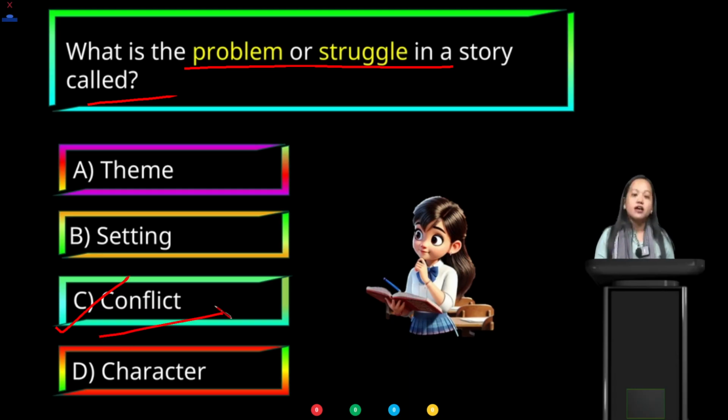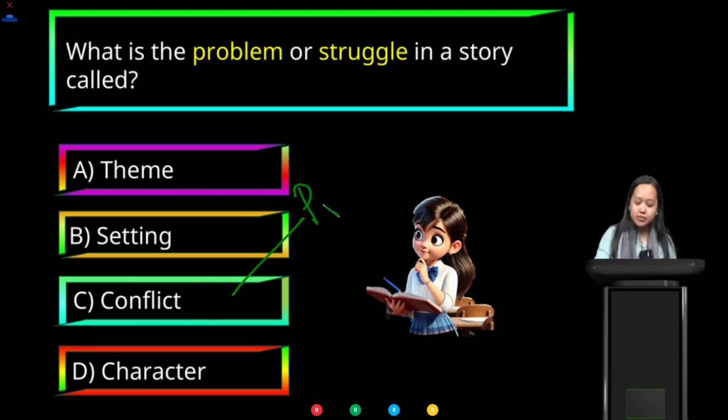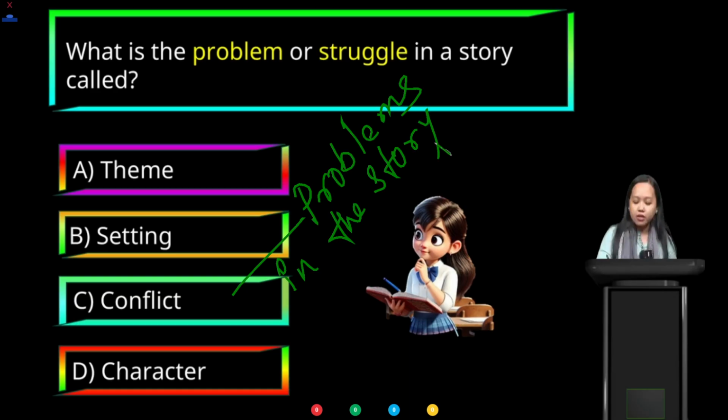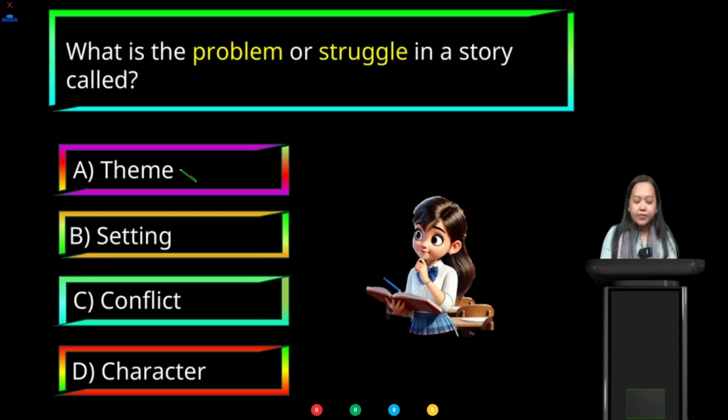Because why? What did we learn, my dear students? What is conflict? Conflicts are our problems, right? Problems in the story, right? So that is why option C is our correct answer. What is the question again? It asks, what is the problem in a story called? It's called what? Conflict. Okay.